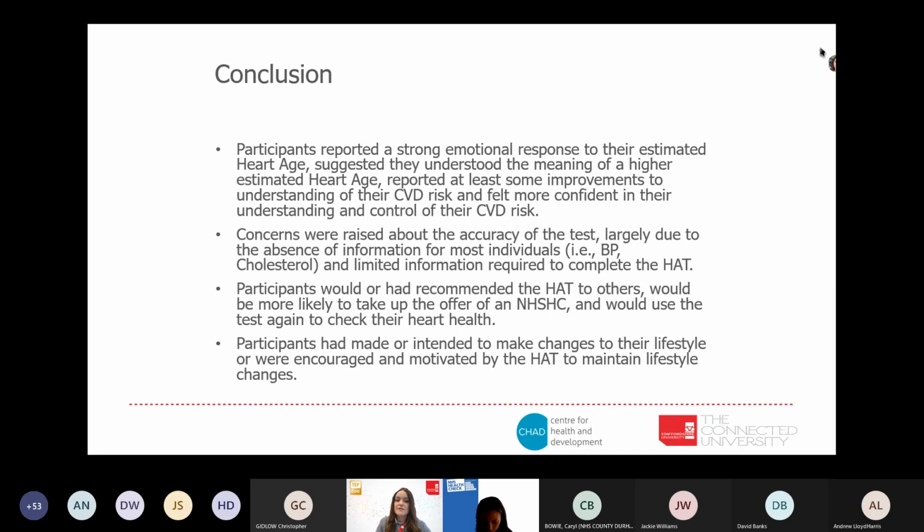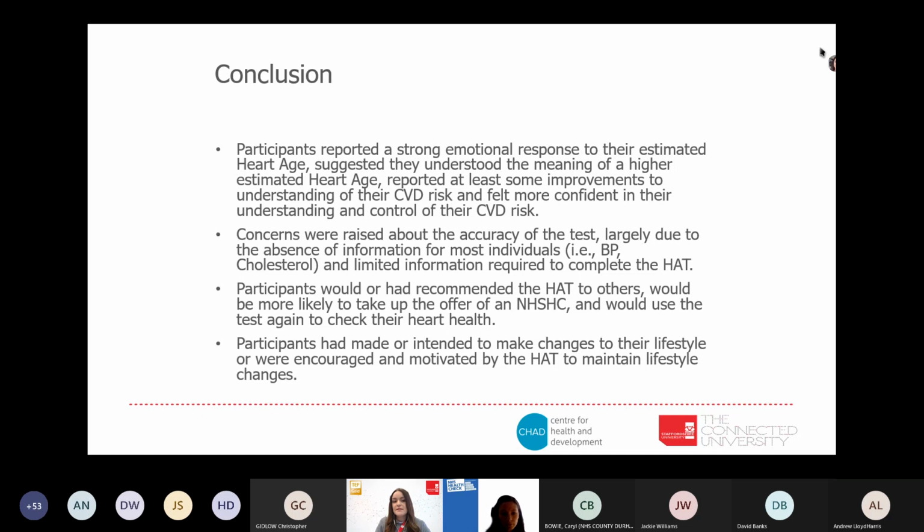Concerns were raised about the accuracy of the test, largely due to the absence of information for most individuals, which was the blood pressure and the cholesterol readings, and the limited information required to complete the test. But despite this, participants would or had recommended the test to others, would be more likely to take up the offer of an NHS health check, and would use the test again to check their heart health.